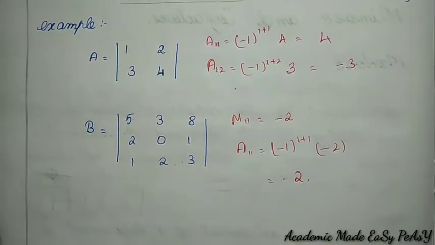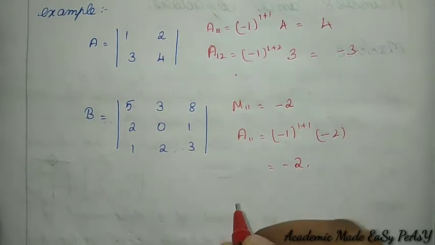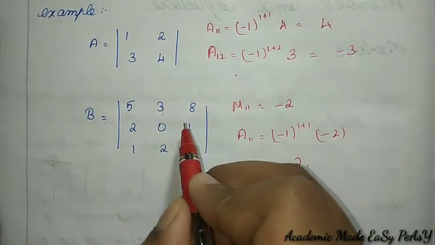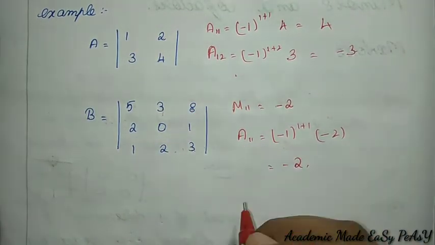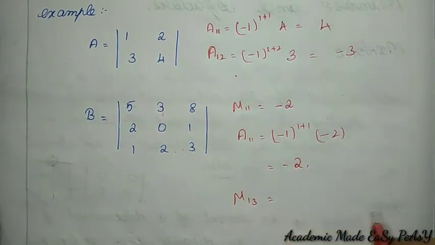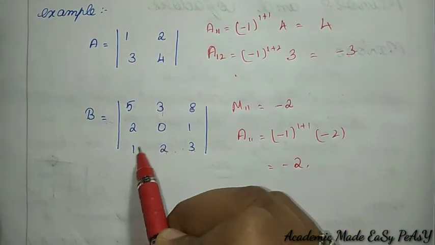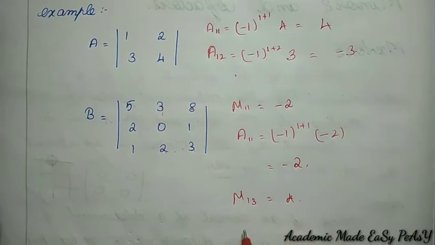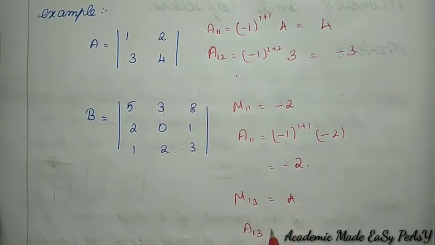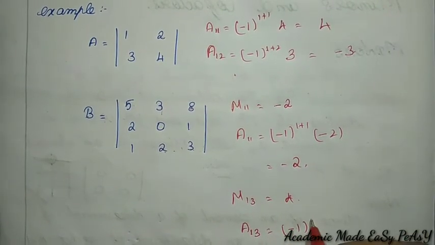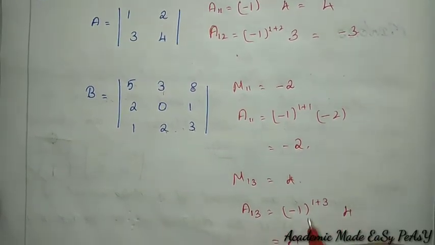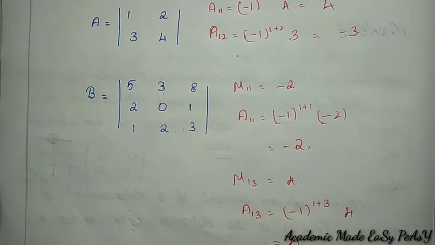So that's it. It's very, very easy. And one more. Let's do it here for 8. So M13 is equal to 2 2s are 4. 4 minus 0 is 4. So what will be my cofactor? Minus 1 power 1 plus 3 into 4, which is 4. This is even, so 4 is our answer.